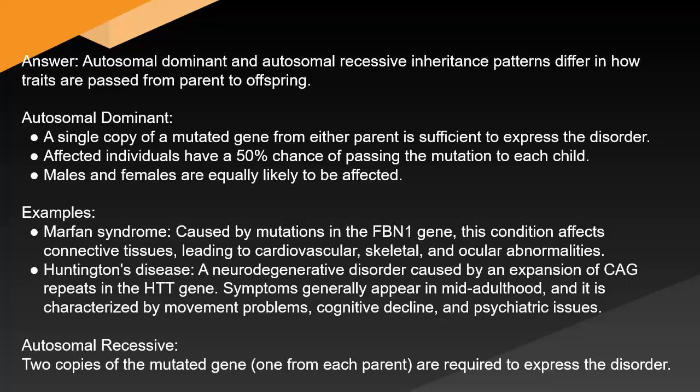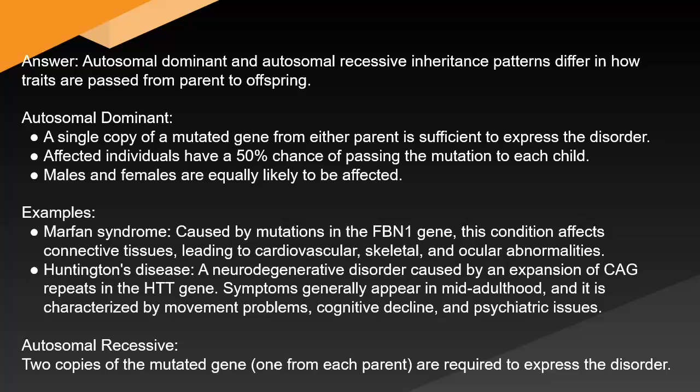Examples: Marfan syndrome, caused by mutations in the FBN1 gene. This condition affects connective tissues, leading to cardiovascular, skeletal, and ocular abnormalities. Huntington's disease, a neurodegenerative disorder caused by an expansion of CAG repeats in the HTT gene. Symptoms generally appear in mid-adulthood, and it is characterized by movement problems, cognitive decline, and psychiatric issues.